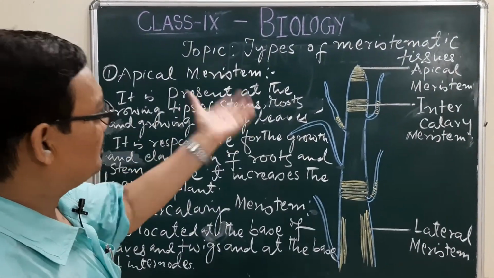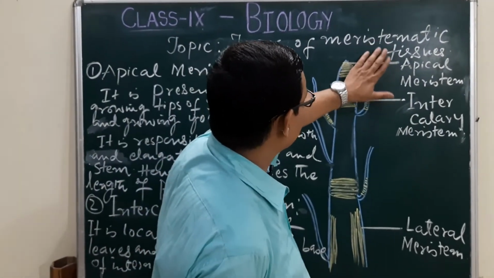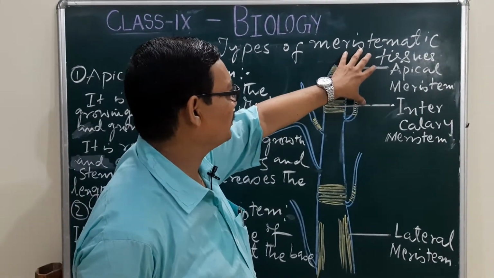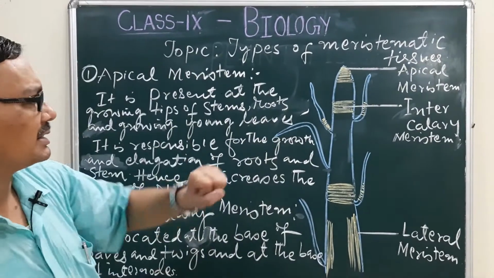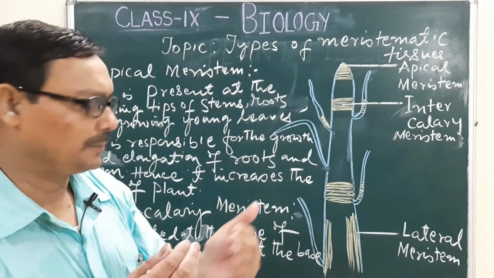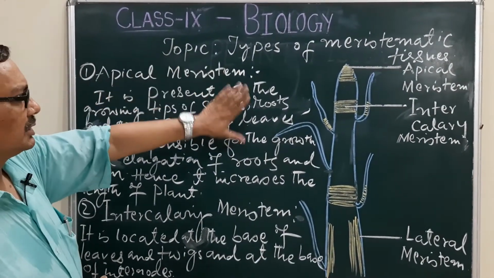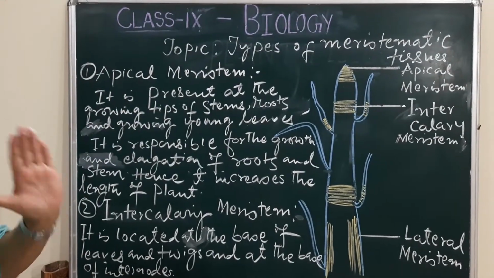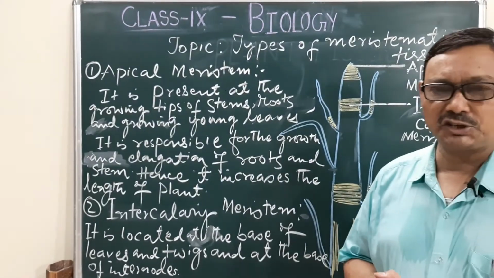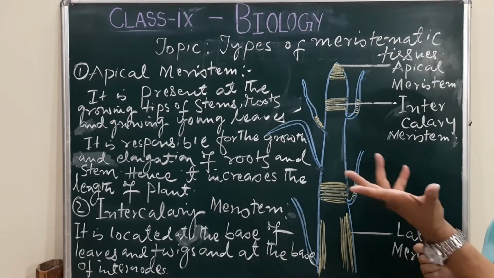In the previous section we discussed the different characteristic features of the meristematic tissue. Once again, I would like to recap some important points in regard to the meristematic tissue. That's why you may rejoin this topic. What are those points which we have discussed in our previous class?